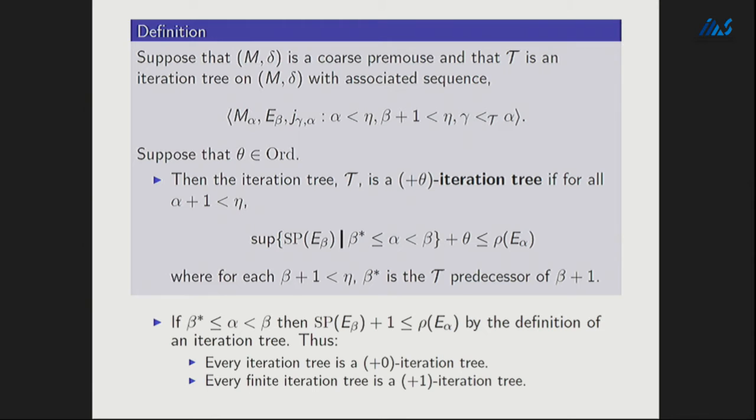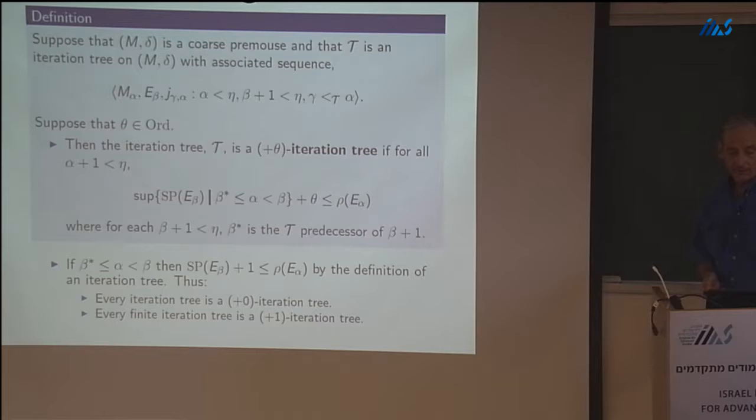Okay, if beta star is less than or equal to alpha is less than beta, then the space of E alpha plus 1 has to be less than or equal to the strength of E alpha. That was that condition. So every iteration tree is a plus 0 iteration tree. And every finite iteration tree is a plus 1 iteration tree.